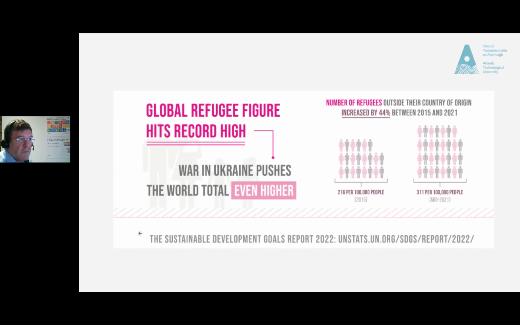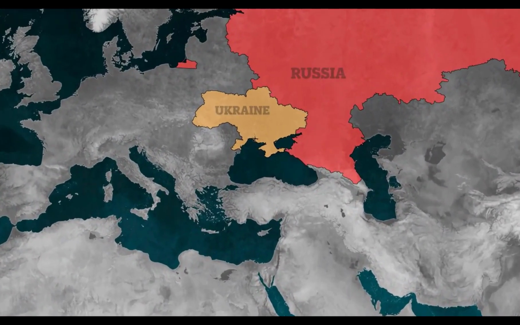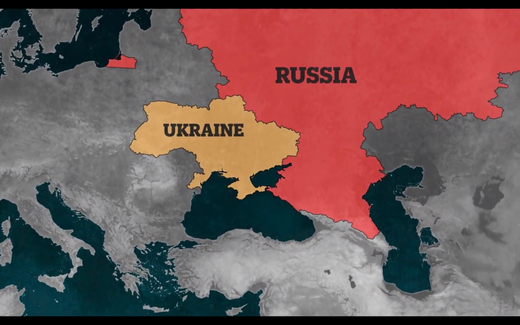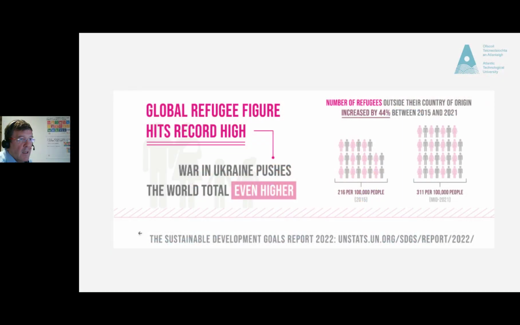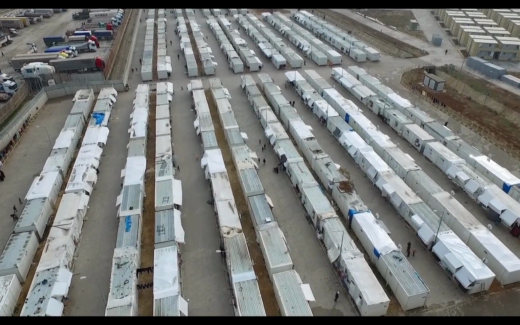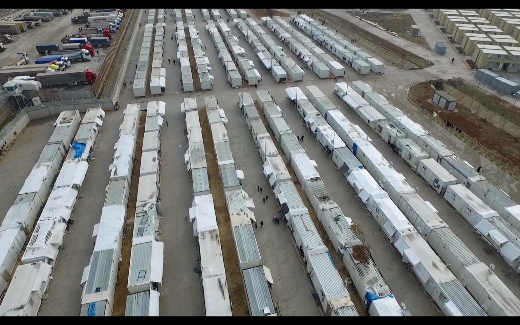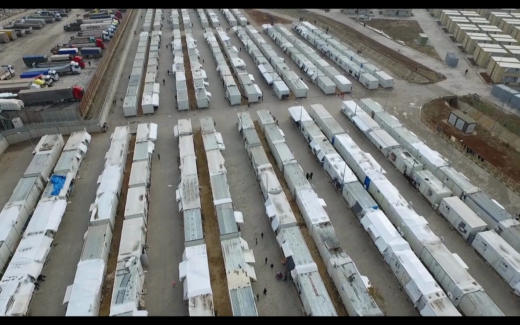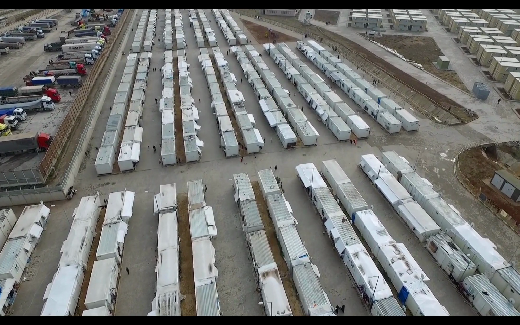The global refugee figure hits a record high. I think many of us would have been expecting that to some extent. The war in Ukraine pushes the world total even higher. The number of refugees outside their country of origin has increased by 44% between 2015 and 2021. It was standing at 216 per 100,000 people in 2015 and is now, in mid last year, 311 per 100,000 people.